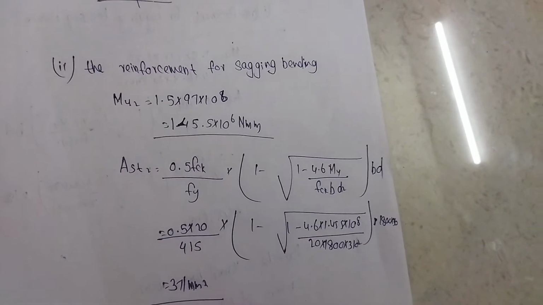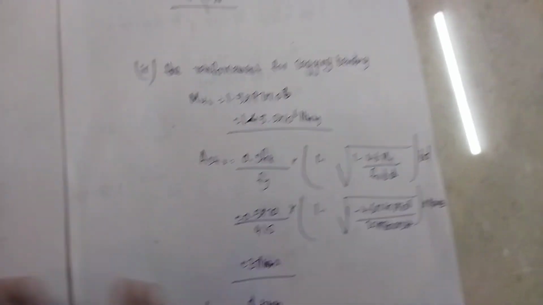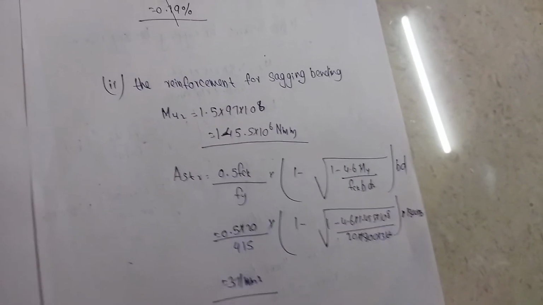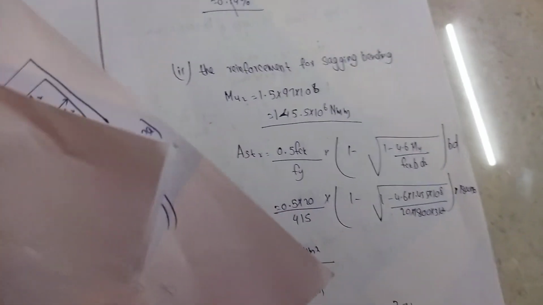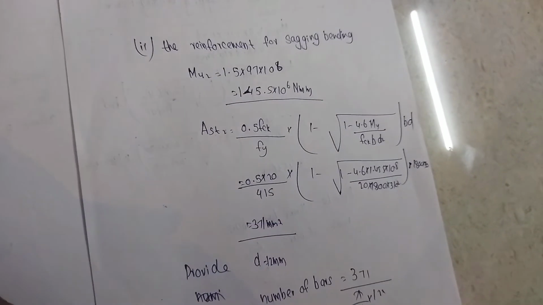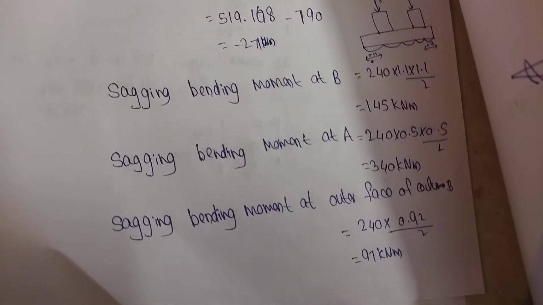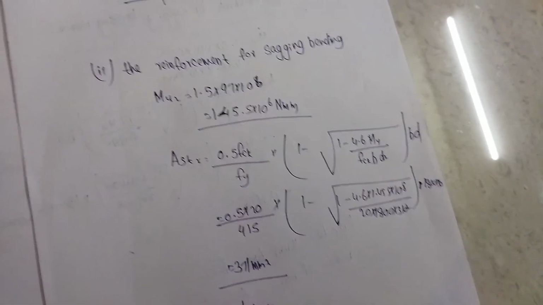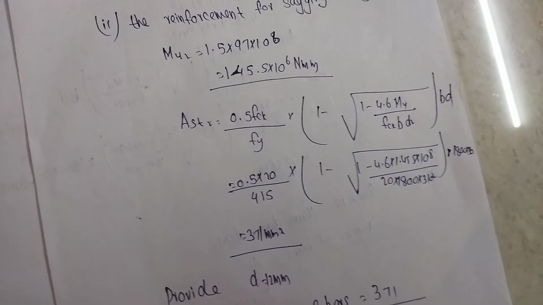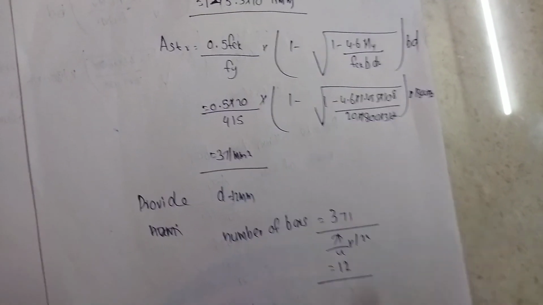Then you want to calculate the reinforcement for the sagging bending moment. Take the sagging bending moment at the outer face of B as 97, so take that value as Mu2. Again provide this equation for Ast2, then d, and then the number of bars.